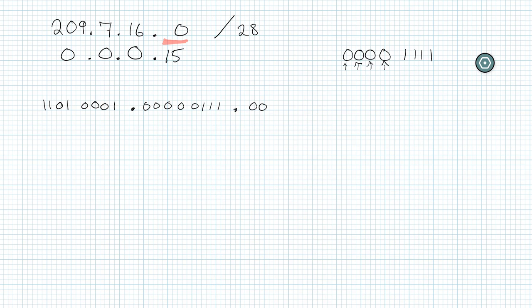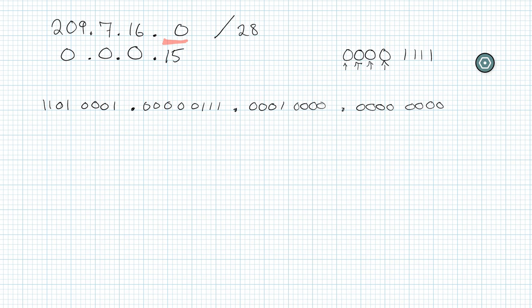16 is going to be 00010000, and 0 is going to be 00000000. Feel free to check my binary conversions using the Windows calculator if that makes you more comfortable. So this is 209.7.16.0 written in binary form.